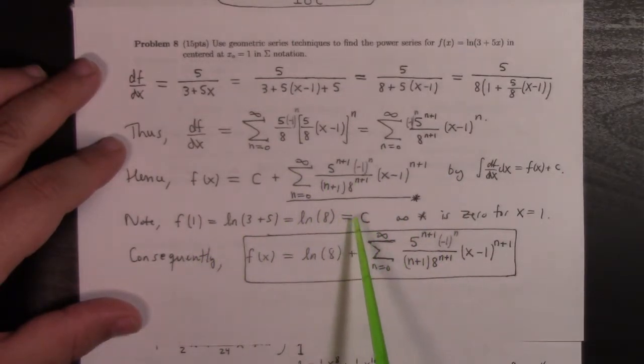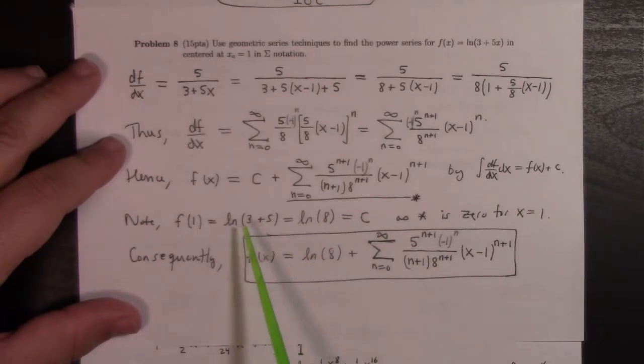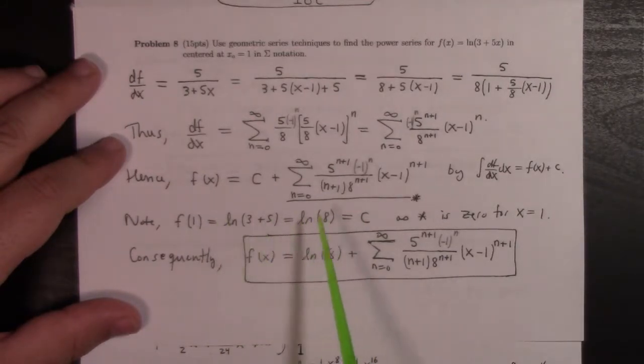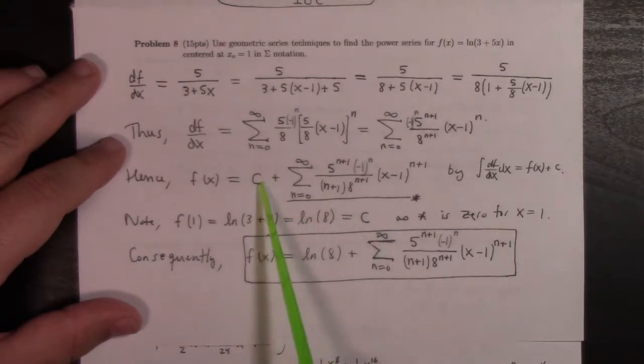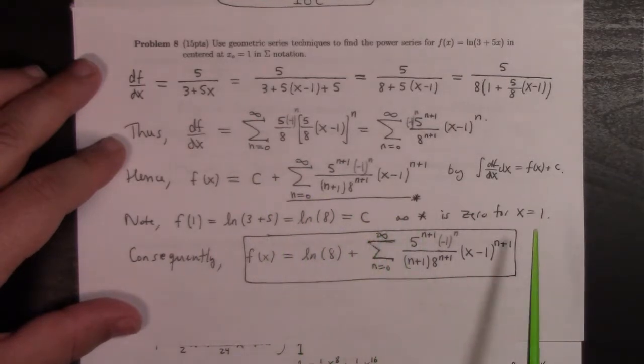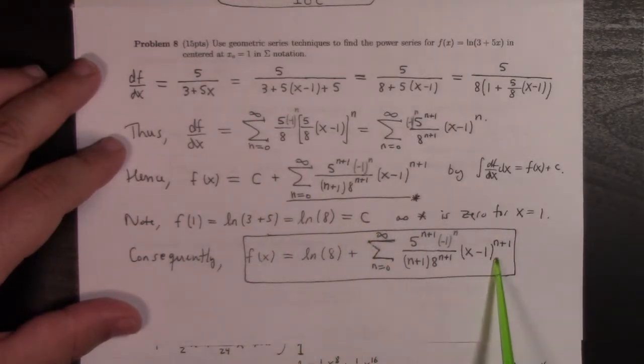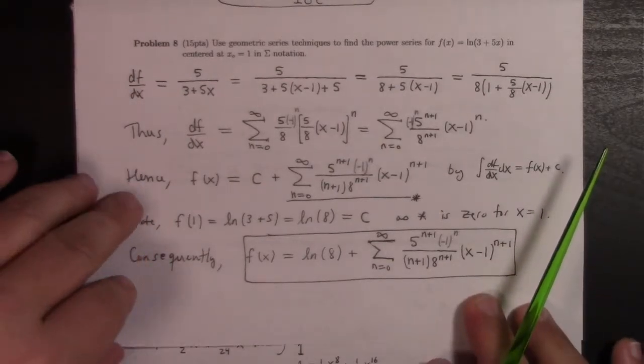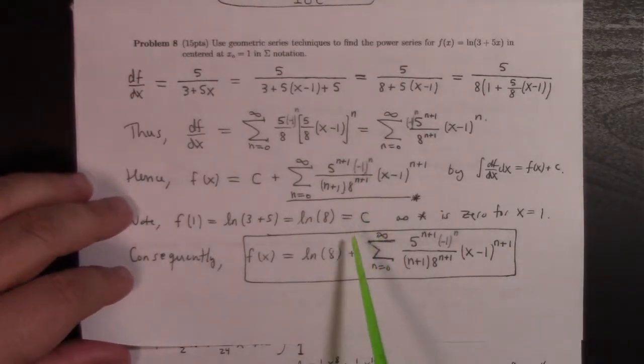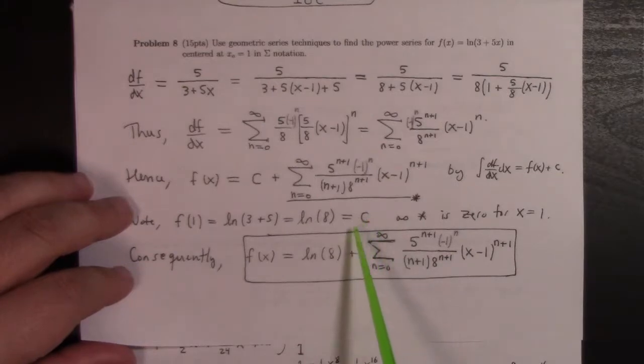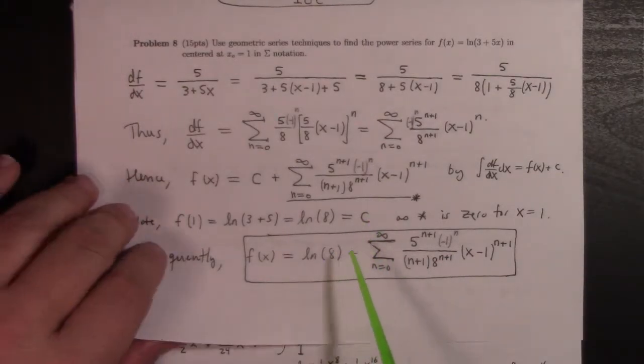I end up with f of 1 is the natural log of 8. So my constant actually ends up being natural log of 8 this time. And there it is. So, as I warned, the constant, when you do a problem like this, doesn't have to work out to 0. We've seen it work out to 3. We've seen it work out to log 8.